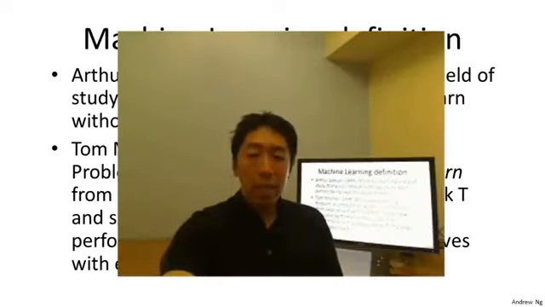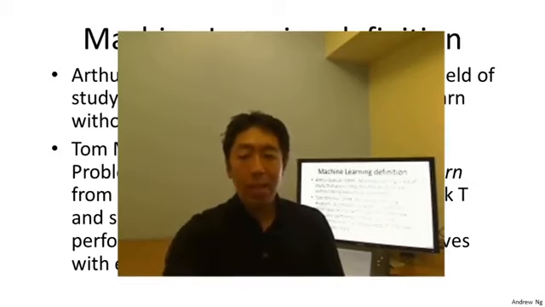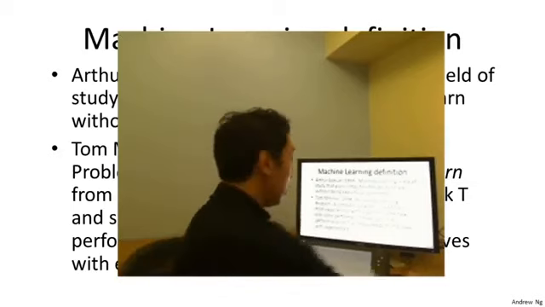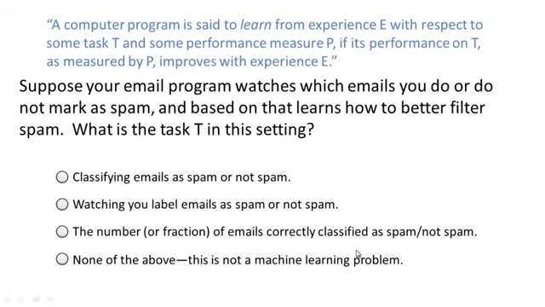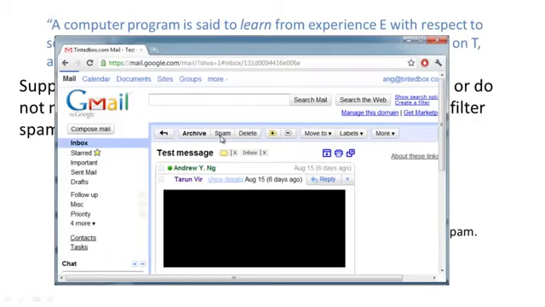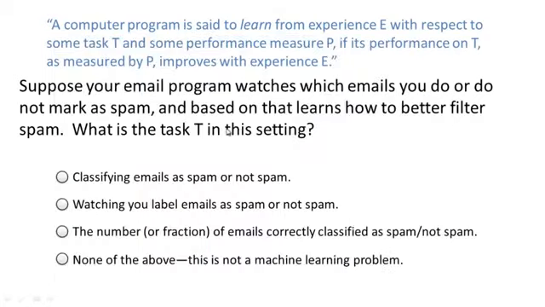Throughout these videos, besides me trying to teach you stuff, I'll occasionally ask you a question to make sure you understand the content. Here's one. On top is the definition of machine learning by Tom Mitchell. Let's say your email program watches which emails you do or do not flag as spam. So in an email client like this, you might click this spam button to report some email as spam, but not other emails. And based on which emails you mark as spam, say your email program learns better how to filter spam email. What is the task T in this setting?